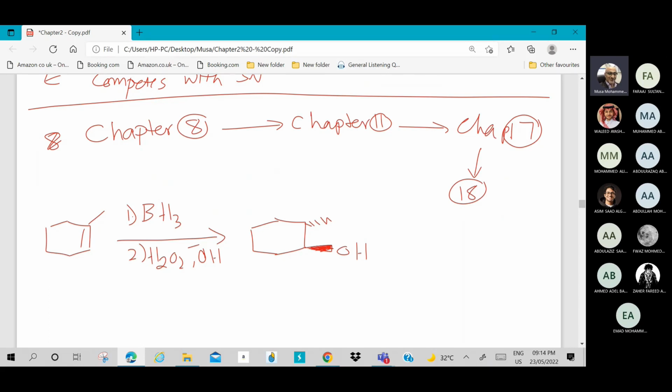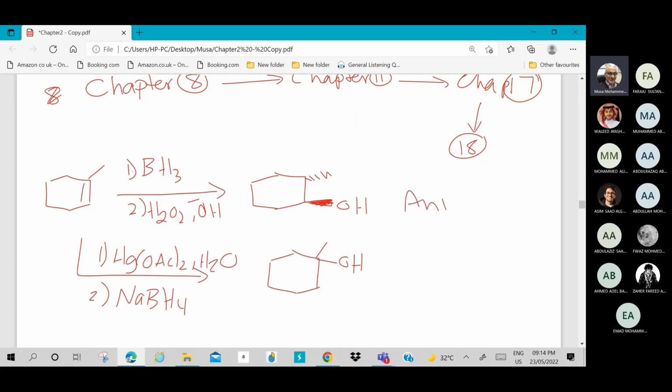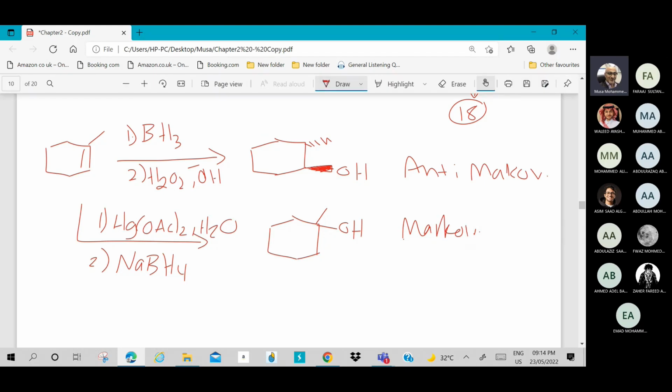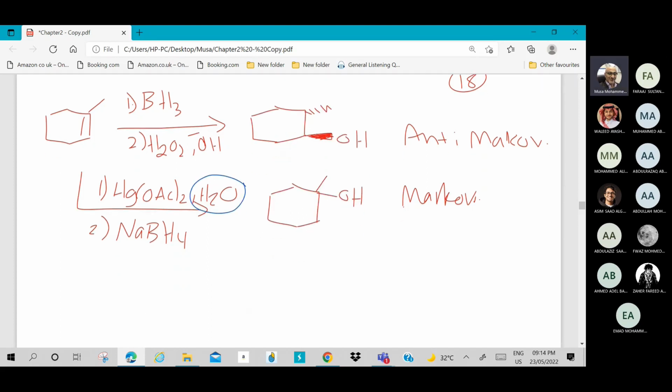The other reaction here that will give you Markovnikov addition is this reaction. Hg(OAc)2 and you add water. This is first, second, sodium borohydride. And now this will result in addition of OH group, Markovnikov fashion. So this is anti-Markovnikov, and this one is Markovnikov.